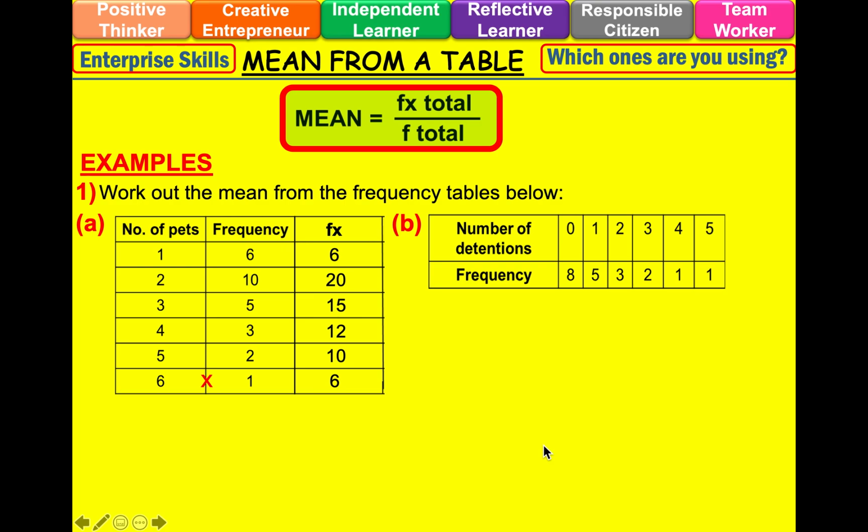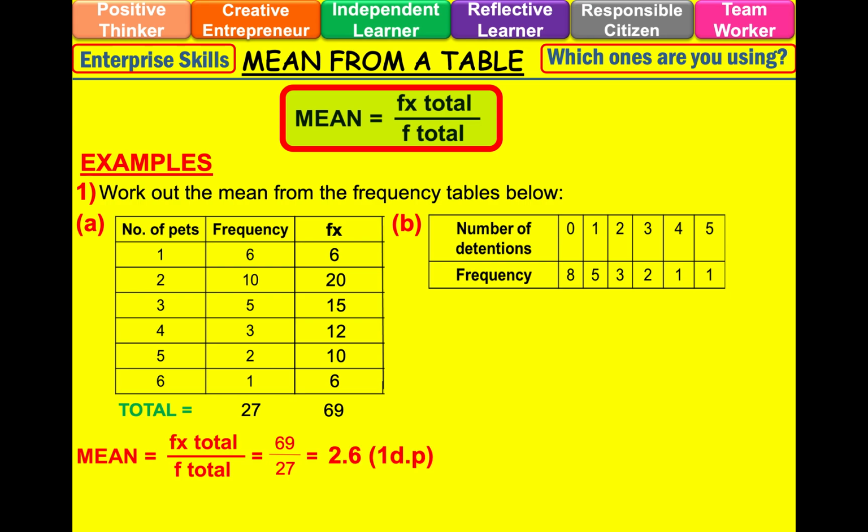Mean equals fx total, the total of this, divided by f total. So for fx total, I'll add these numbers, and they come to 27. This comes to 27. I'll add this one, comes to 69. So to work out the mean, 69 divided by 27. You can use a calculator if you want to. It gives you 2.6. So all you're going to do is multiply 1 times 6, 2 times 10, 3 times 5, 4 times 3, 5 times 2, 6 times 1. Add them up, divided by frequency gives you the mean.